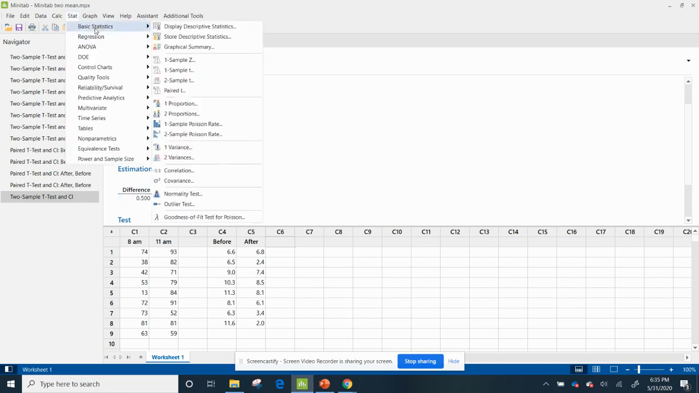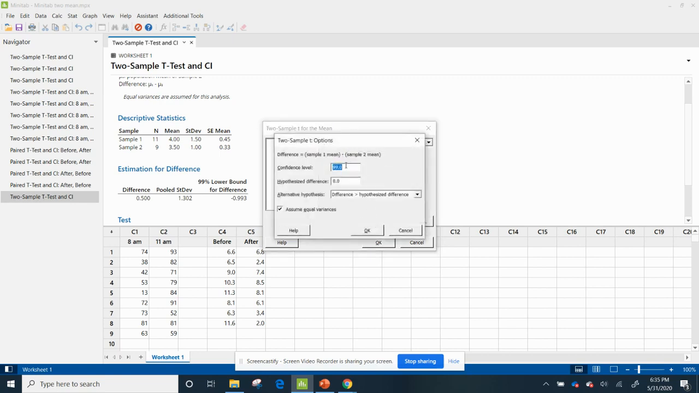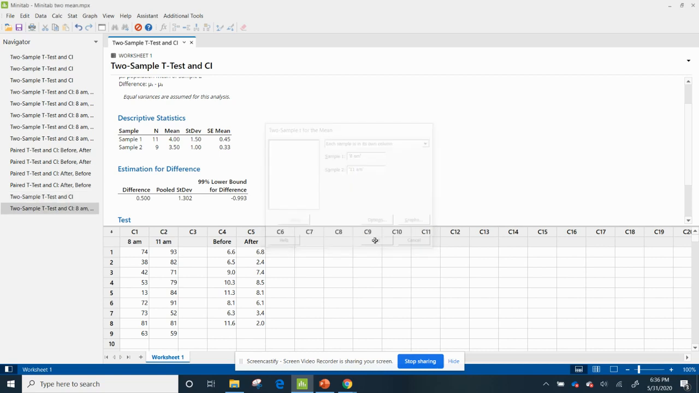So what am I going to do? Stat, Basic Statistics, 2-Sample t. Now I'm not going to use summarized data. I'm going to put each sample in its own column. Sample 1 is 8 a.m. Sample 2 is 11 a.m. I'm going to do Options. This one I did at 95%. Hypothesized difference is always going to be zero, and then it's not equal because that's what my alternative is. I'm going to assume equal variances is checked, hit OK, hit OK.